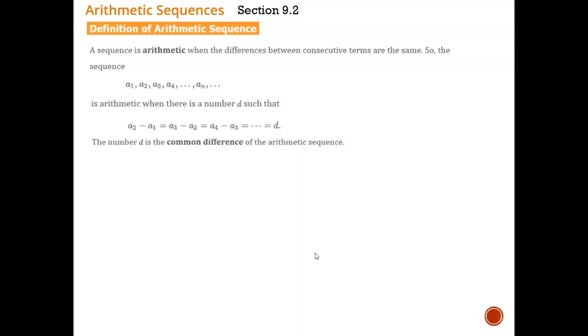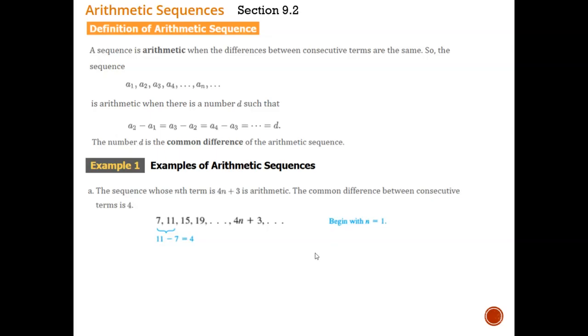So we have an example here, a sub 1, a sub 2, a sub 3, and so on, right? If it's arithmetic, then we can subtract the next term minus the term before it. So in this case, a2 minus a1. You can also subtract a3 minus a2, a4 minus a3, and so on. It will be the same number. You're going to have a common difference amongst them. So that's what makes a sequence arithmetic.